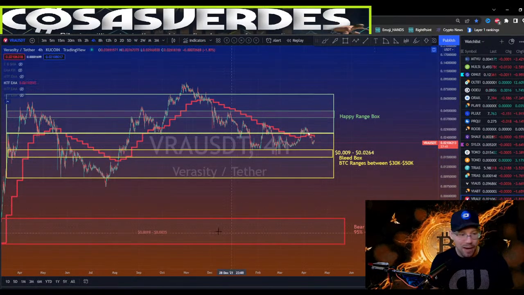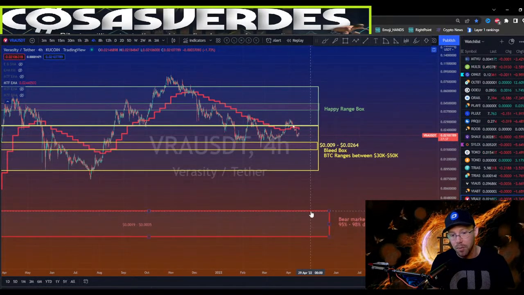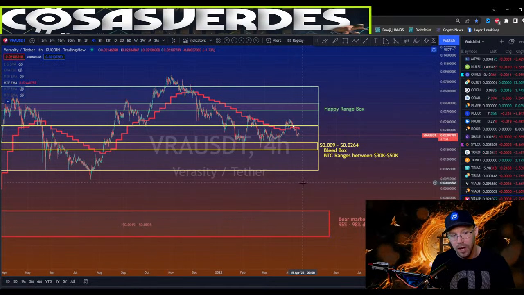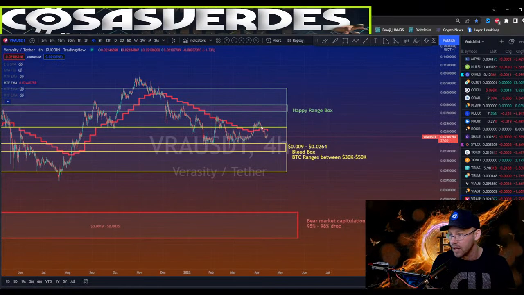That would be 80. It might not hit this box. However, I think my lower end target would be 0.003. So somewhere between 0.003 and 0.0075 for when Bitcoin hits 20K would be my answer to that. All right.